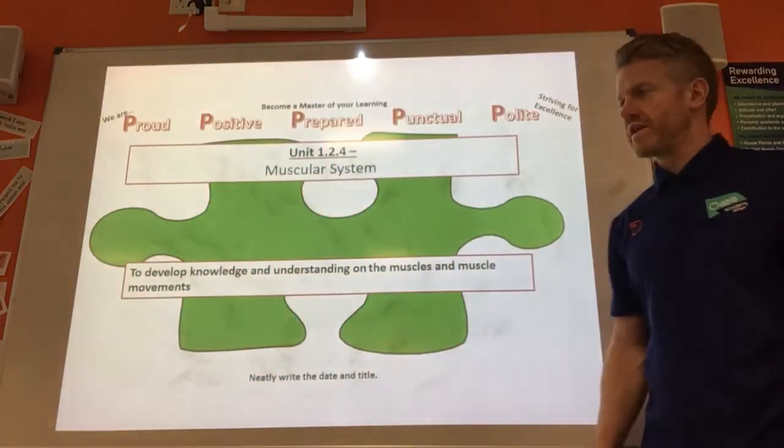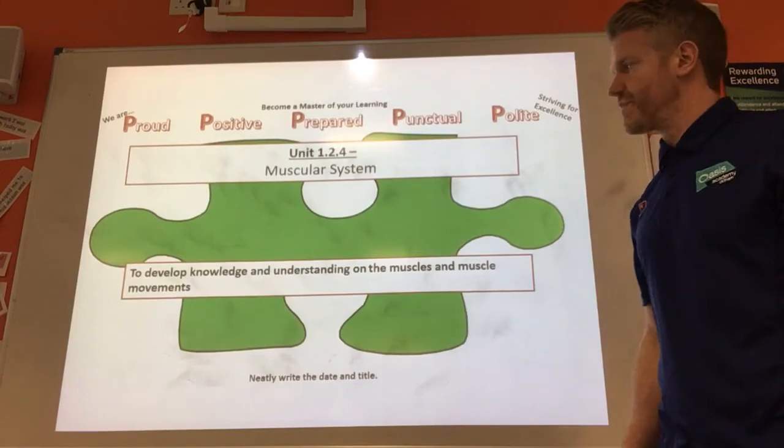Okay, year 11. So this is the next part of the systems, which is about the muscular system.